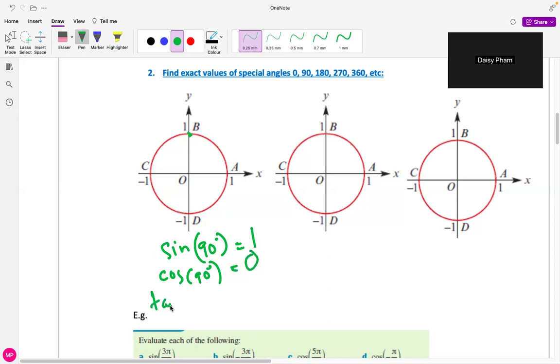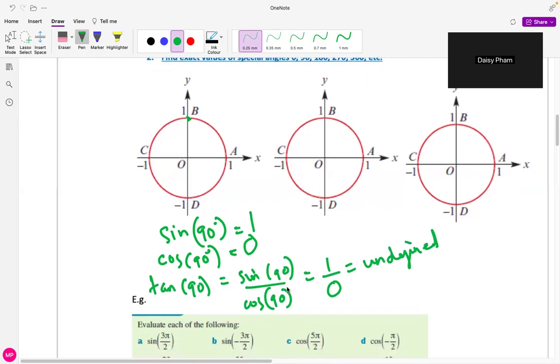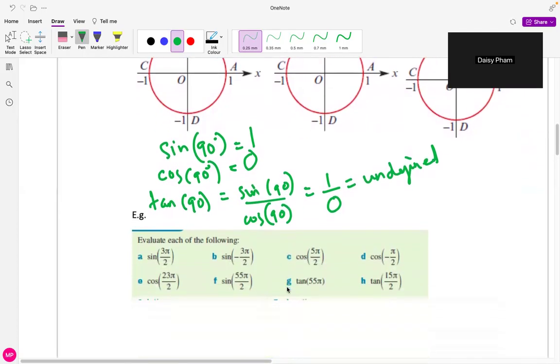So what about tan? Tan of 90 degrees is sine of 90 divided by cos of 90. Sine of 90 equals 1, cos of 90 equals 0. 1 divided by 0 is undefined. Okay. All right. And similar to that, you can do the other side as well.